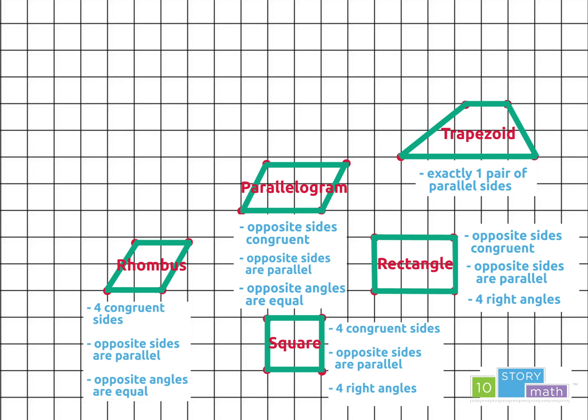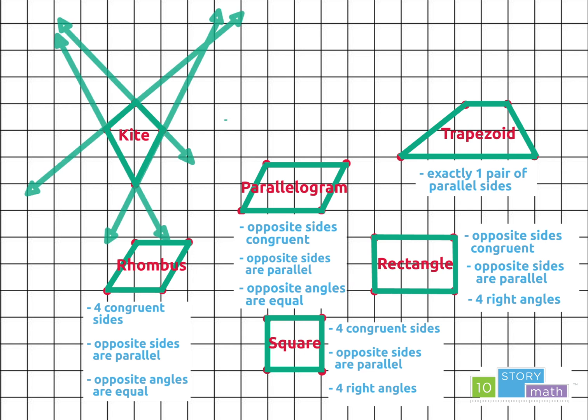There's one more common type of quadrilateral that I'm going to review, and you may have seen it flying around the sky before. Its points may look something like this. It's called a kite. And while it has some similarities to some of the other quadrilaterals, it has a major difference too. Can you spot it? A kite does not have any parallel sides.